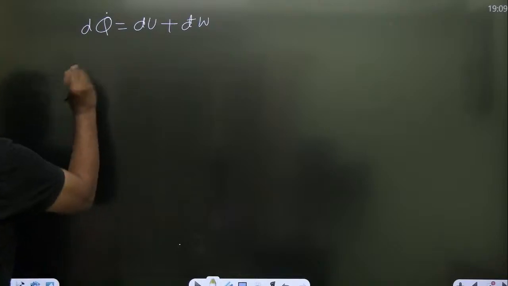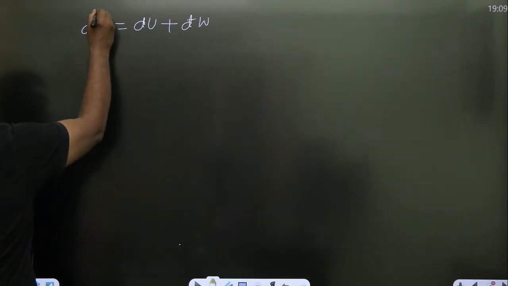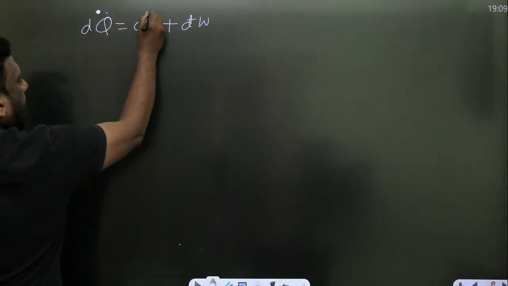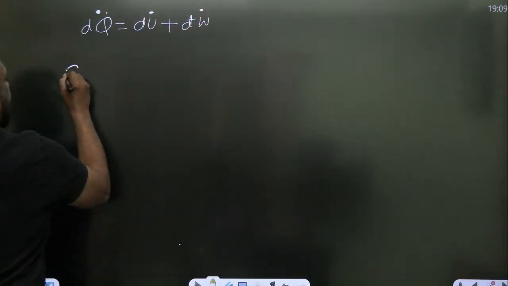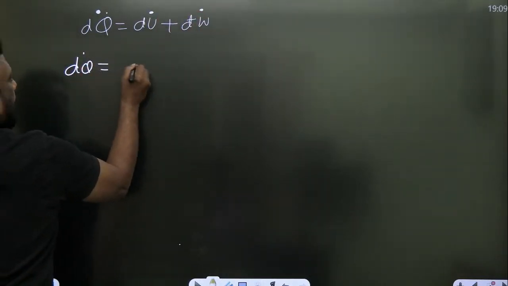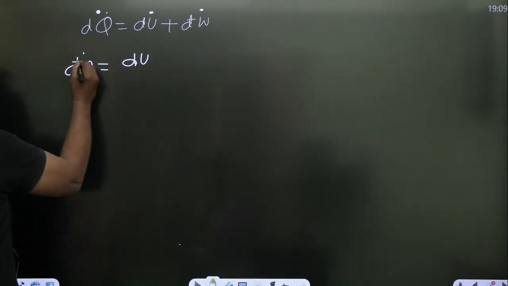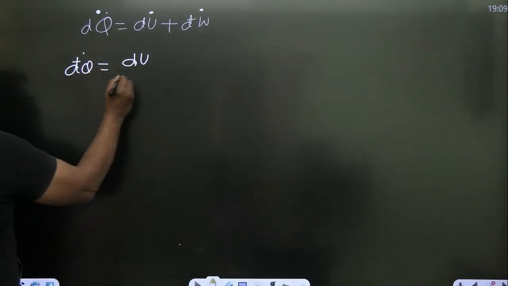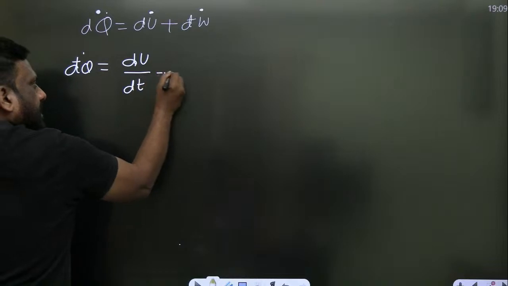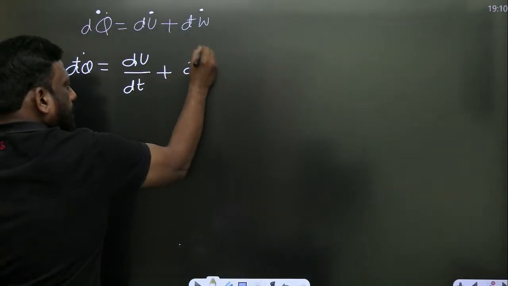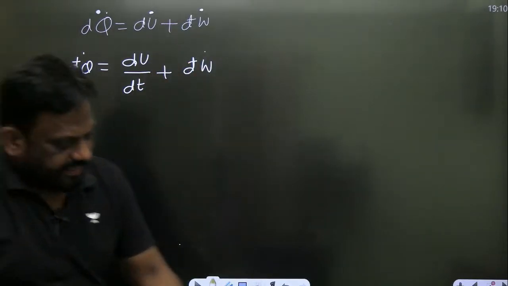Now, let me write this in rated form. So I'll write this as d dash q is equal to, what do you mean by du? d dash q means d dash q by dt. So this is du by dt plus d dash w. Okay, fine, no problem at all. This is done, my dear students.